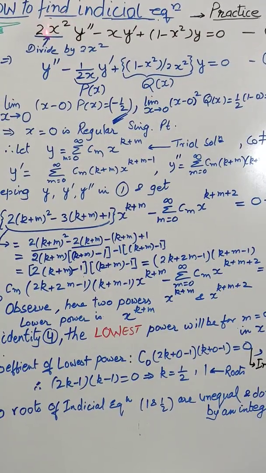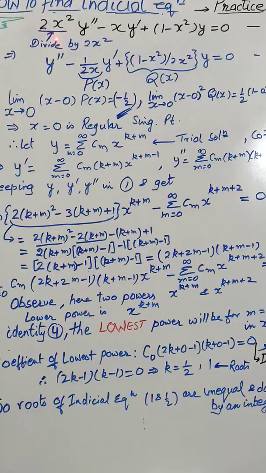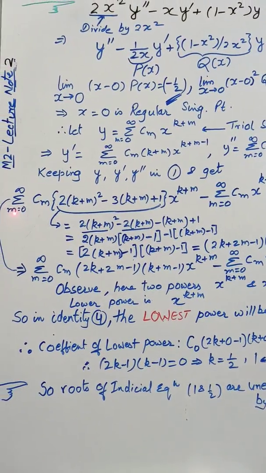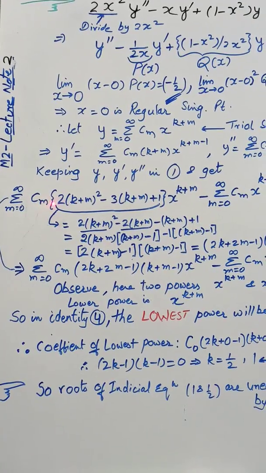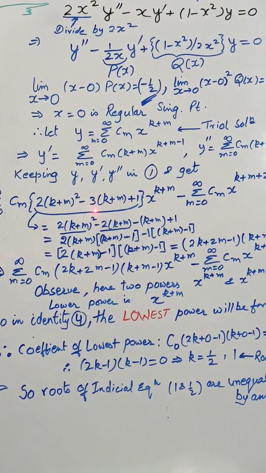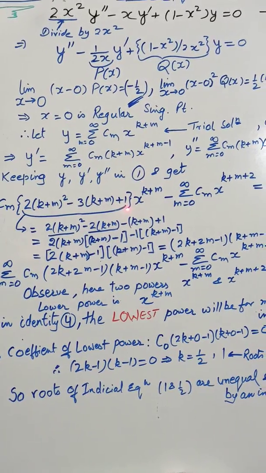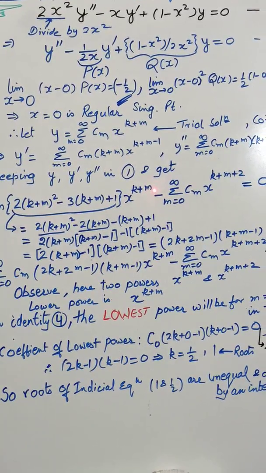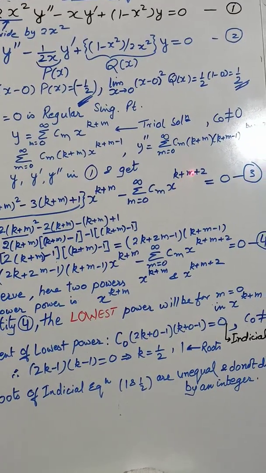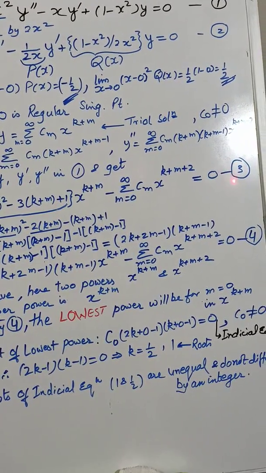So when I substitute these values here and simplify, what I get I have written here. So this is Σ c_m [2(k + m)² − 3(k + m) + 1] x^(k+m) − Σ c_m x^(k+m+2). This is your equation number 3.